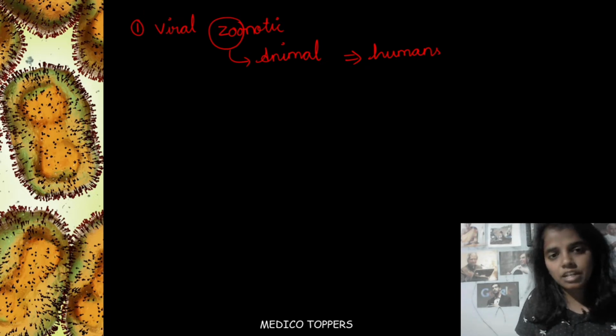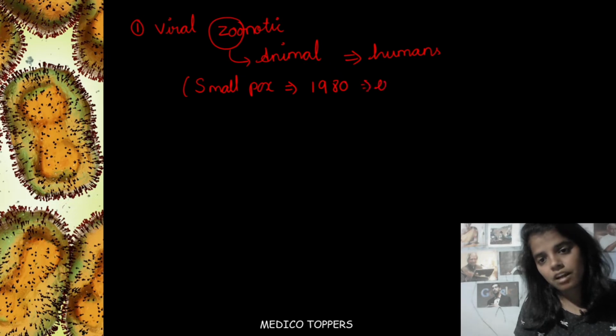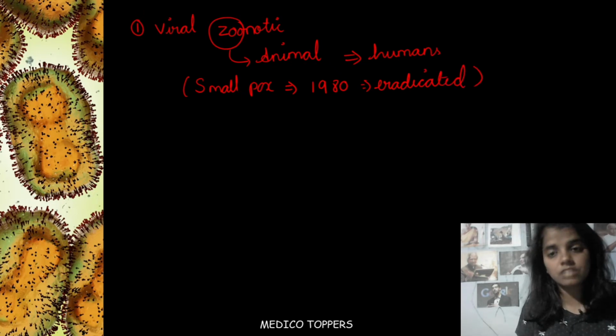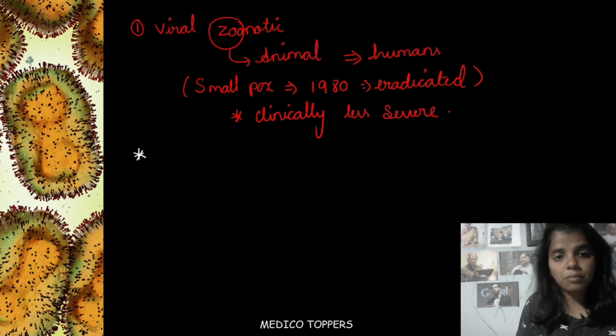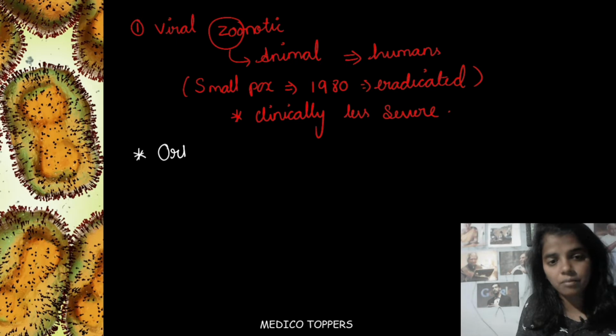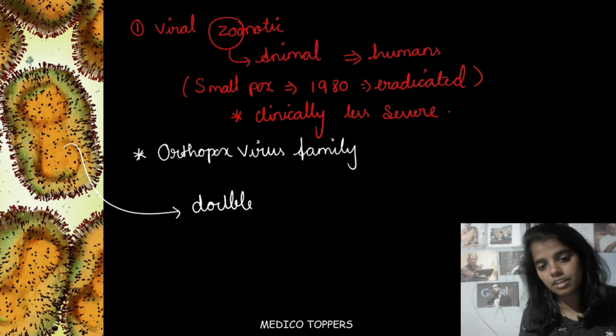This zoonotic condition is very similar to a dreadful disease, smallpox, which was almost eradicated in the 1980s itself. This condition is very much similar, but the most important thing is that it is clinically less severe than the smallpox virus. Both monkeypox and smallpox viruses belong to the same family, that is orthopox virus. And the monkeypox virus is a double-stranded DNA virus.